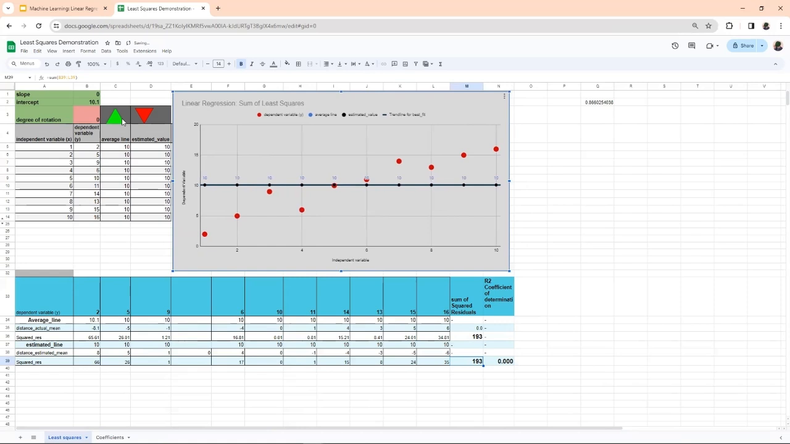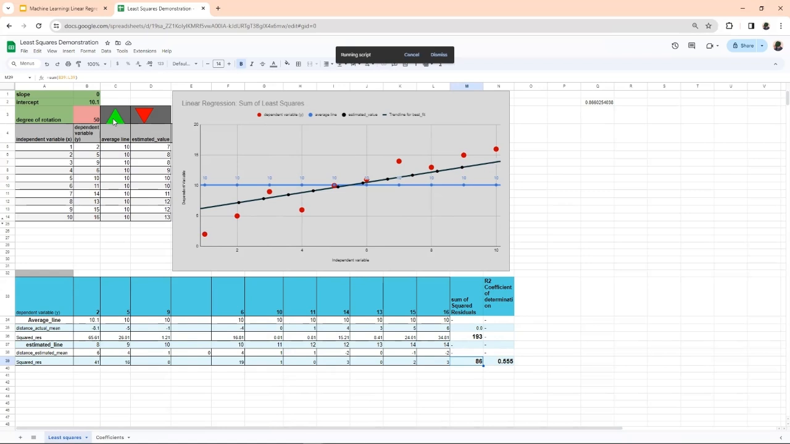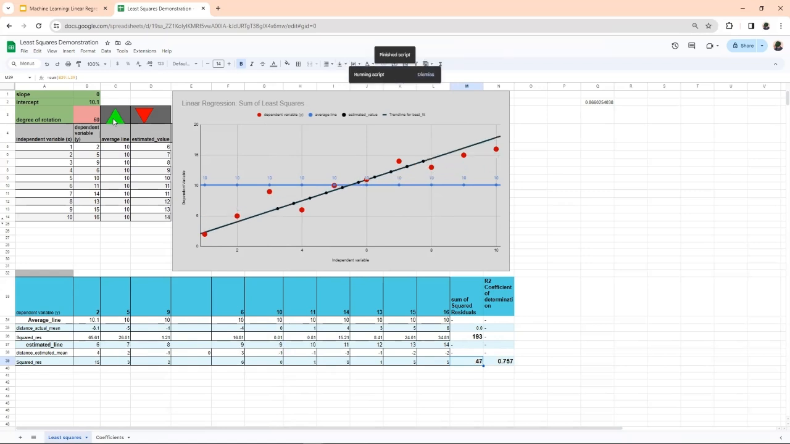Now let's say I increase this by 10. You see my sum of squared errors is reduced. Let me reduce that, then increase that again. Then I see the sum of errors is reducing. So we're trying to minimize our sum of errors, right? And you can see my R squared is increasing. That's getting better. Oh, it's increasing again, that's getting better. Let's see how good we can get it.